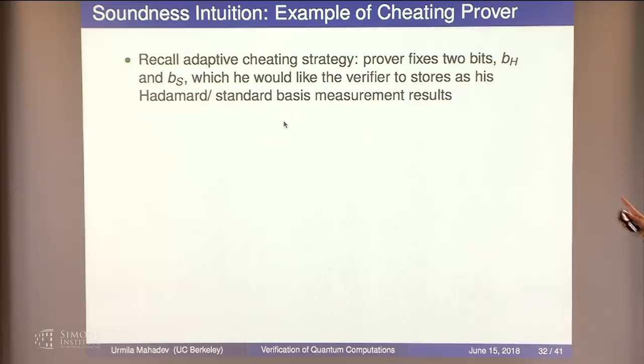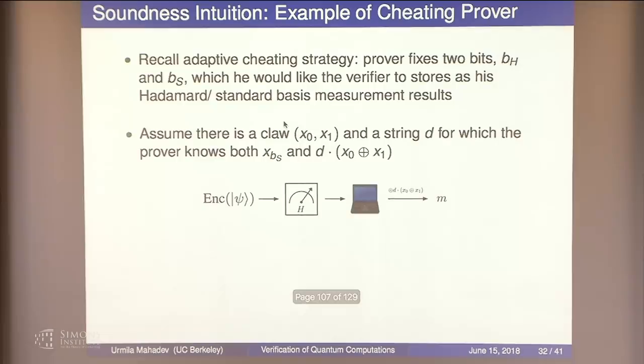So recall the cheating strategy. The prover fixes two bits, BH and BS. BH is supposed to be reported for the Hadamard basis, and BS is reported for the standard basis. And he fixes these bits so that they pass whatever Hamiltonian test the verifier wants to do later.